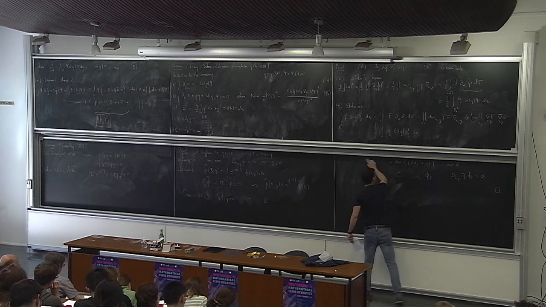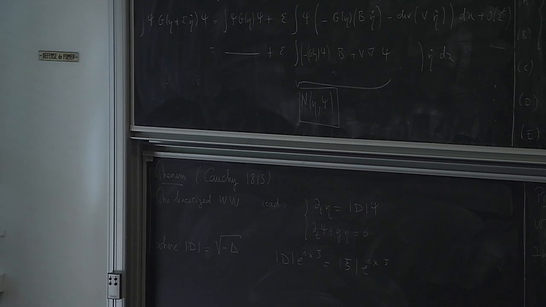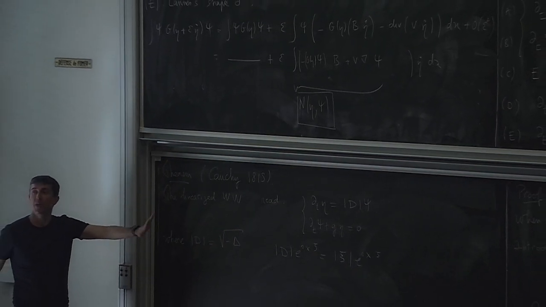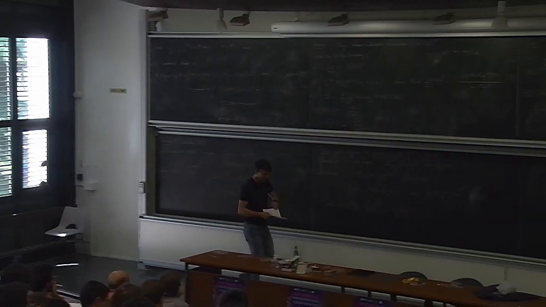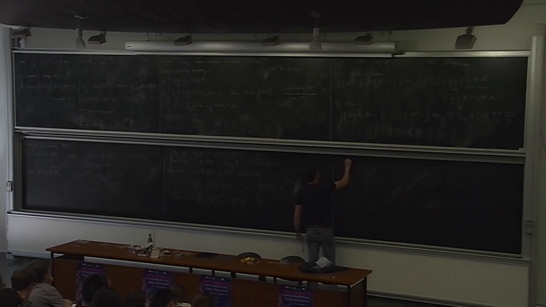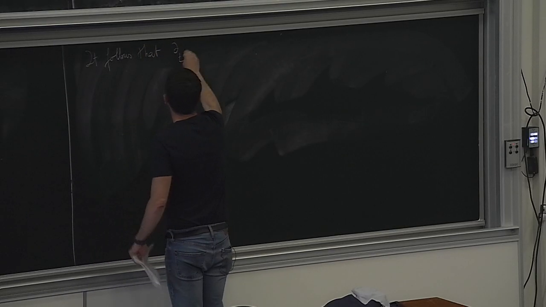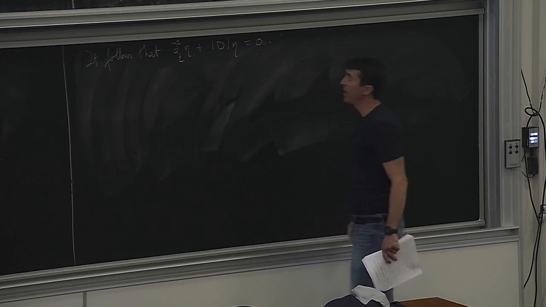And in the memoir of Cauchy, there is more. Cauchy explained, and there are sentences where it is explicitly written, that his linear theory explained the dispersion of the wave. Okay, and this is fundamental. It follows that d_t squared of eta plus modulus of D_x eta is equal to zero.